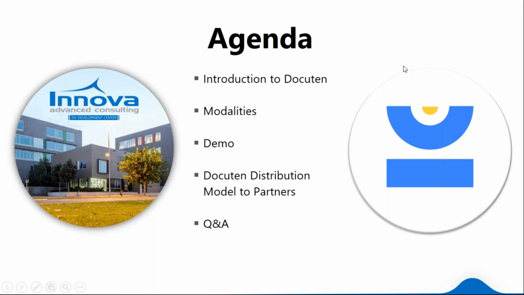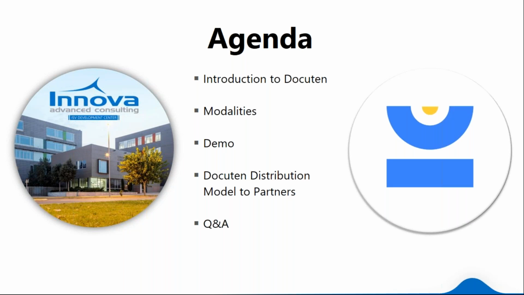We will start with a brief introduction to Docuten as a SaaS digital signature platform. Then we will introduce the different modalities in which you can acquire Docuten and your customers can use it for different scenarios: 100% SaaS web usage and 2 integrations which are already completed and available on app stores, which are Business Central and NAV connectors and finance operations and AX.